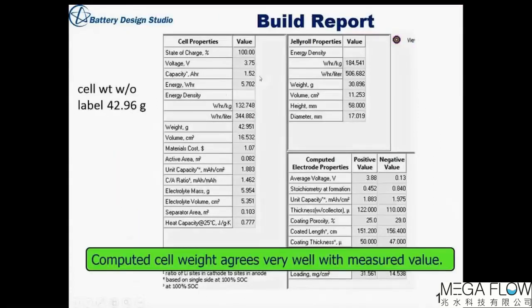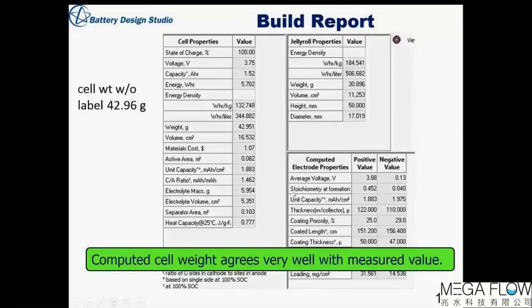So here's the summary of the build report after entering in all the physical cell description properties. We have a cell capacity of 1.5 amp hours, and watt hours per kilogram and watt hours per liter are very close to the manufacturer's values. The cell weight comes out to be 42.9 grams versus what we measured experimentally, almost exactly the same. I should note this is a little bit different from what's on the manufacturer's data sheet. So the actual measured value agrees with what we calculated.